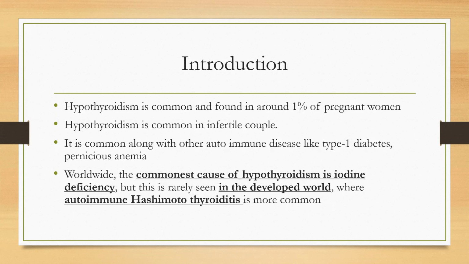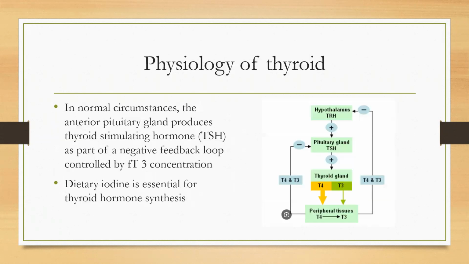It is common along with other autoimmune diseases like type 1 diabetes and pernicious anemia, in the cases where it is autoimmune, like Hashimoto's thyroiditis. Worldwide, the commonest cause of hypothyroidism is iodine deficiency, but it is rarely seen in the developed world, where autoimmune Hashimoto's thyroiditis is common. When we see that a patient has one autoimmune disease, we check for other autoimmune diseases as well. So along with Hashimoto's thyroiditis, the patient may have type 1 diabetes and pernicious anemia as well.